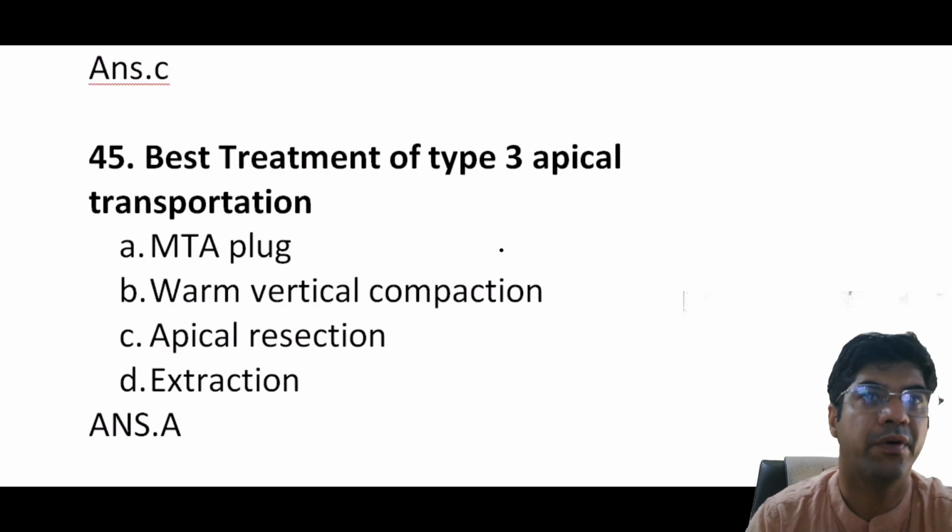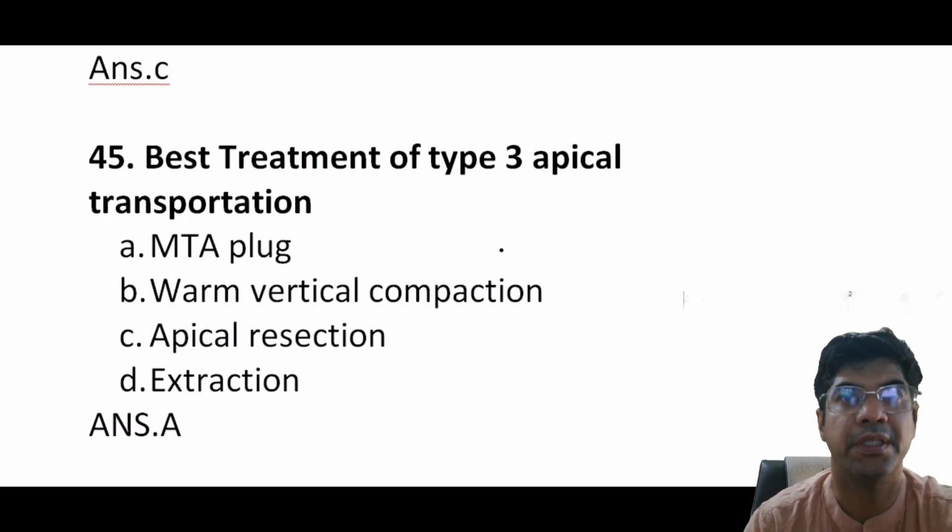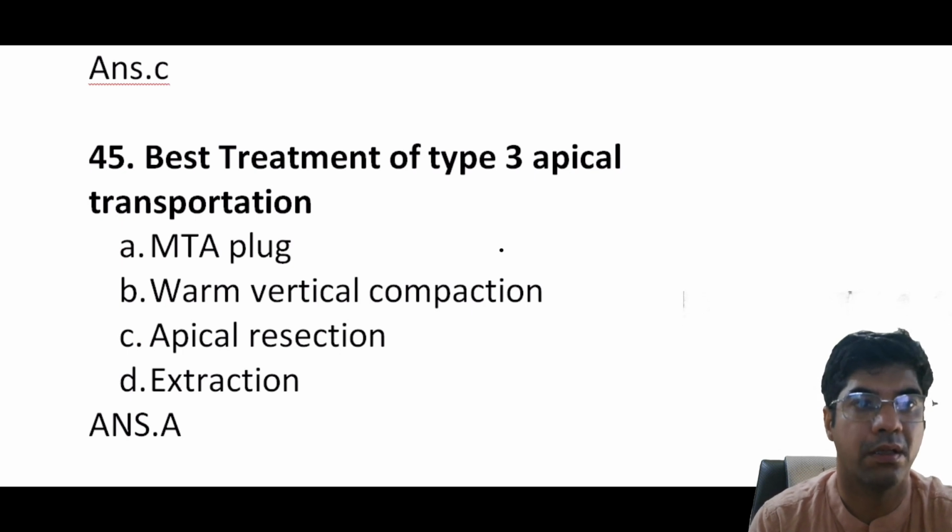The best treatment for type 3 apical transposition is, well, type 3, the answer is MTA plug.